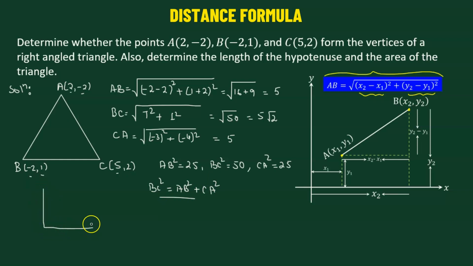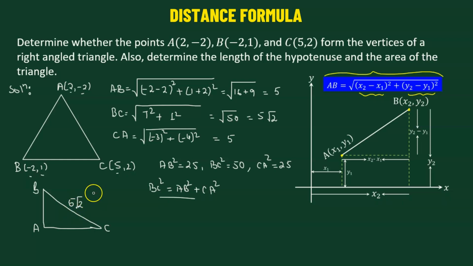Now let's redraw the triangle. So here we have a right angle triangle. It is right angled at angle A because BC is the longest side and it's going to be the hypotenuse of this particular triangle. We have proved the first part. Our next task will be to find out the length of the hypotenuse. Since BC is the hypotenuse, its length is 5 times the square root of 2. So that's found.